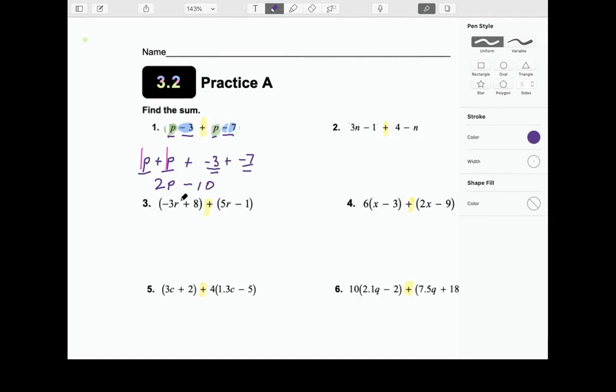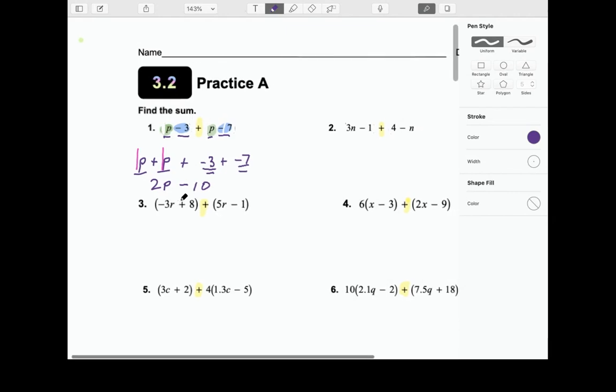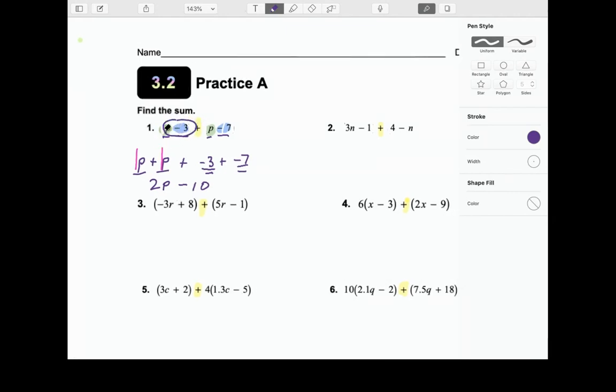Notice I didn't take these here and say, oh, that's -3p. No, I didn't squish those together. If it's a constant and a variable, I can't add those together, so that is definitely one thing I don't want to do. I rewrote it so the p's were next to each other, I added the p's, the constants were next to each other, I added the constants, and then that was my result.